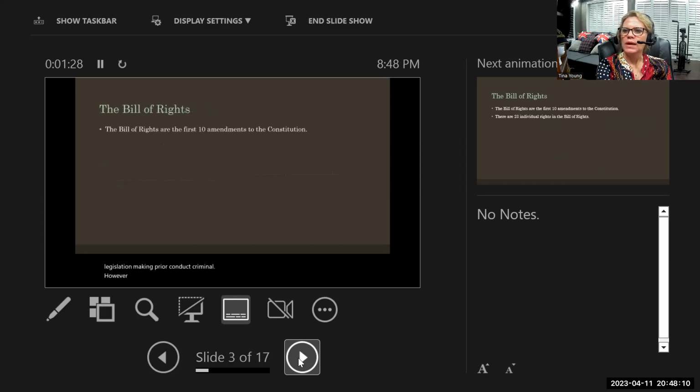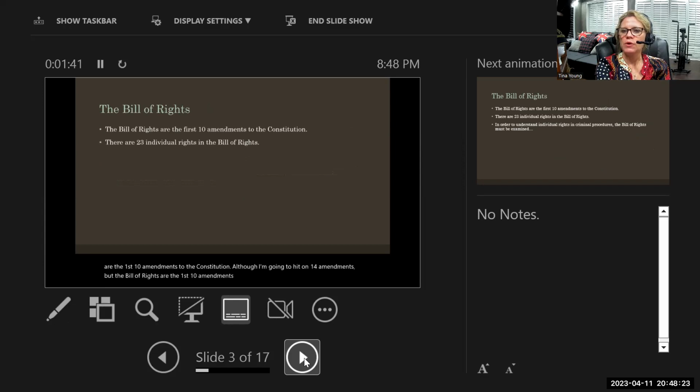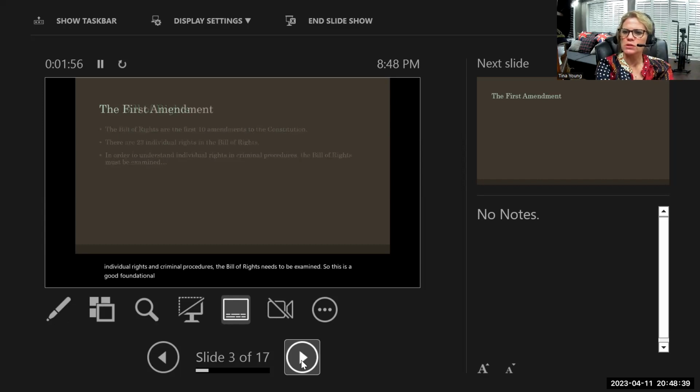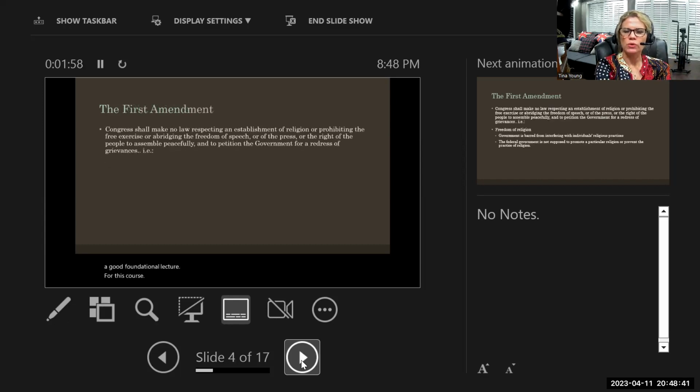However, we had amendments to our Constitution, and these are called our Bill of Rights. They are the first 10 amendments to the Constitution, although I'm going to hit on 14 amendments, but the Bill of Rights are the first 10 amendments, and within them, there are 23 individual rights in the Bill of Rights, which amends our Constitution. In order to understand our individual rights and criminal procedures, the Bill of Rights needs to be examined. So this is a good foundational lecture for this course. And we'll just go through them numerically.